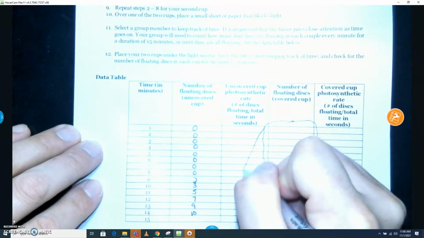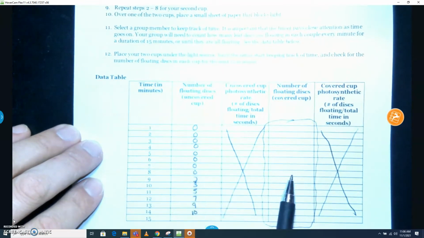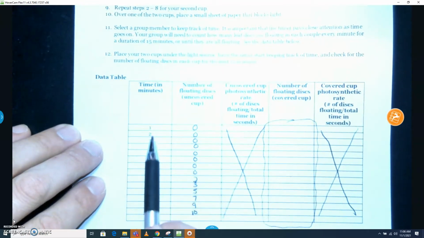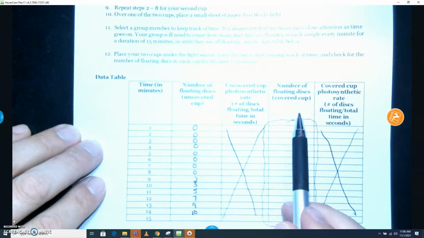We are not going to be using this column or this one. So that means that we're going to be comparing these numbers to these numbers in terms of how quickly our disks were able to float in the light and in the dark. So that's what we're going to graph.